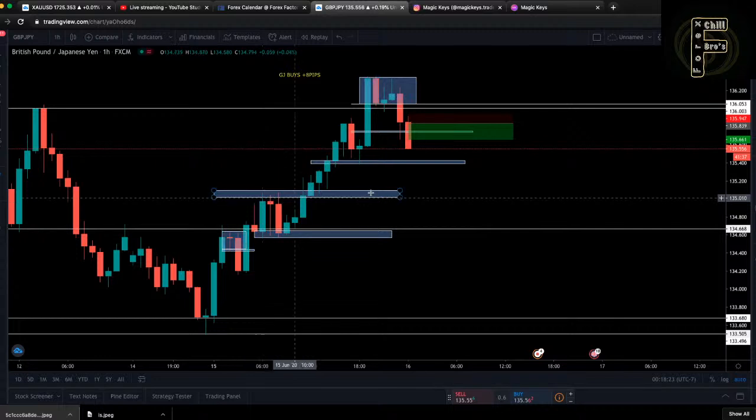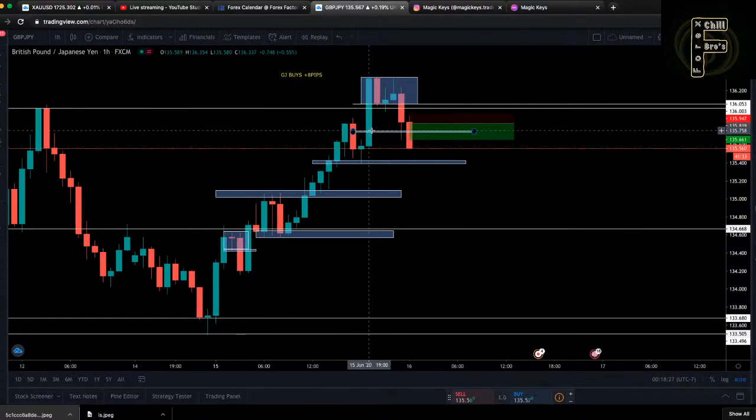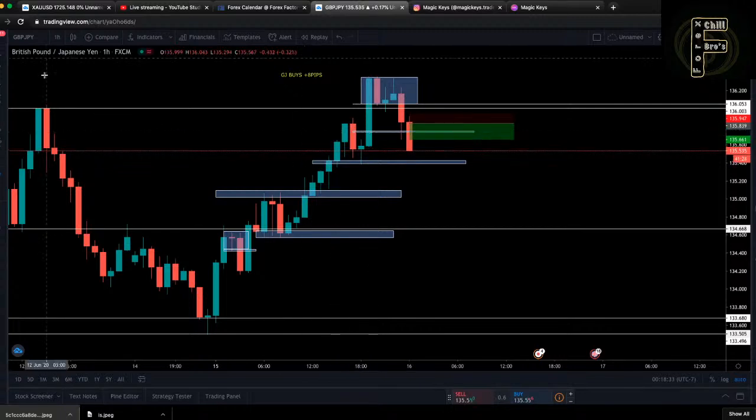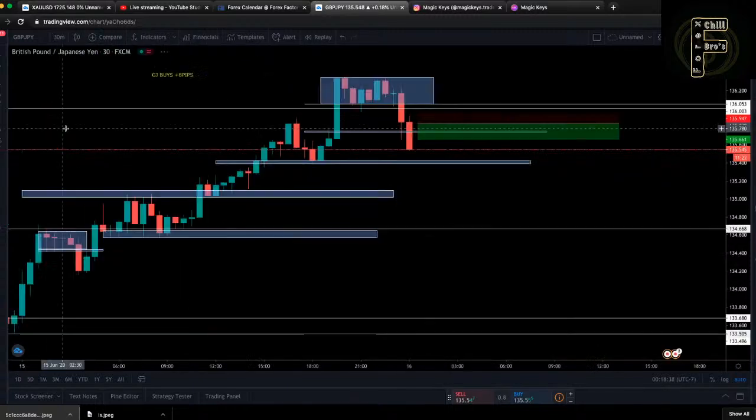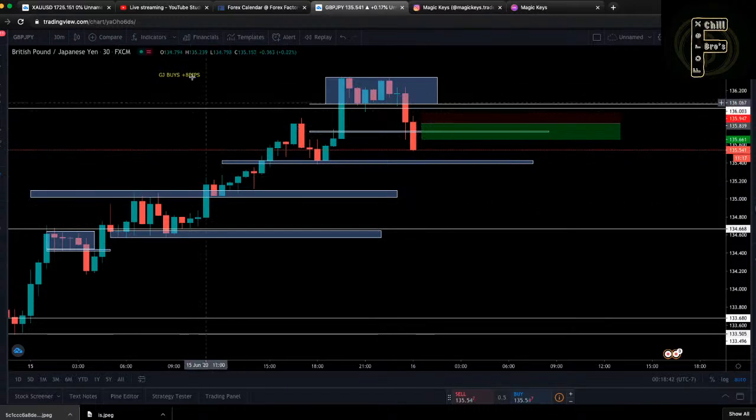These are levels I mark out before I take a trade. I mark out levels. I mark out areas. Okay, I'm going to take this trade. This is how I mark out my areas in the market. So yeah, 8 pips.